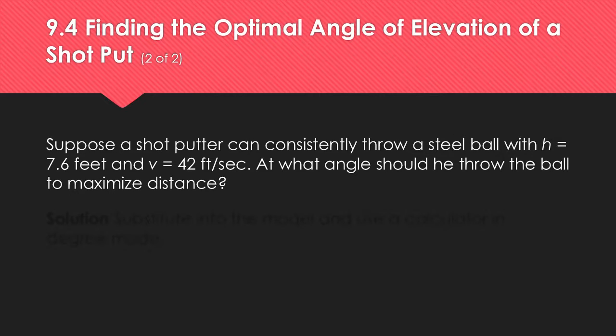Okay, so suppose the shot putter can consistently throw a steel ball from a height of 7.6 feet and a velocity of 42 feet per second. Use the formula that we just had on the previous slide. Back up if you need to write it down, and find the angle that will maximize the distance. Pause the recording, give it a try, resume to check your answer.